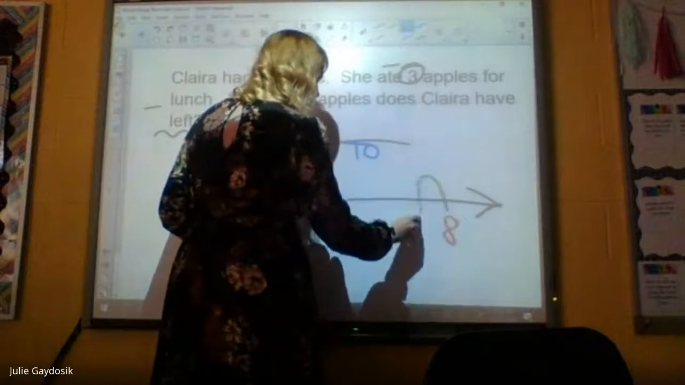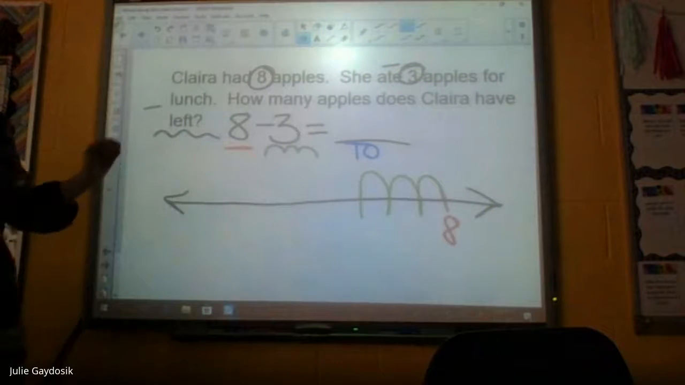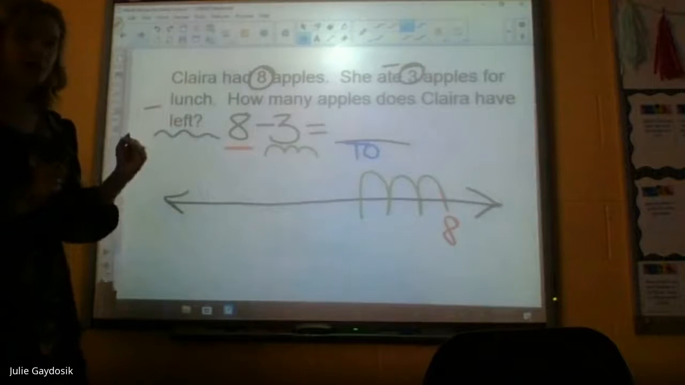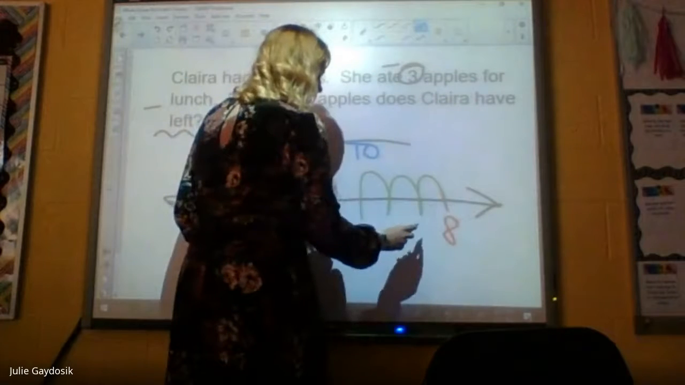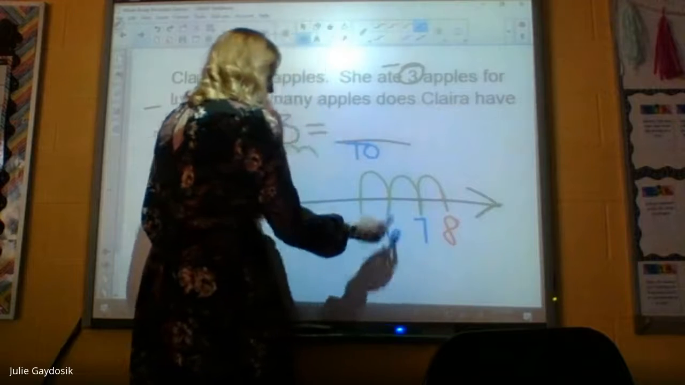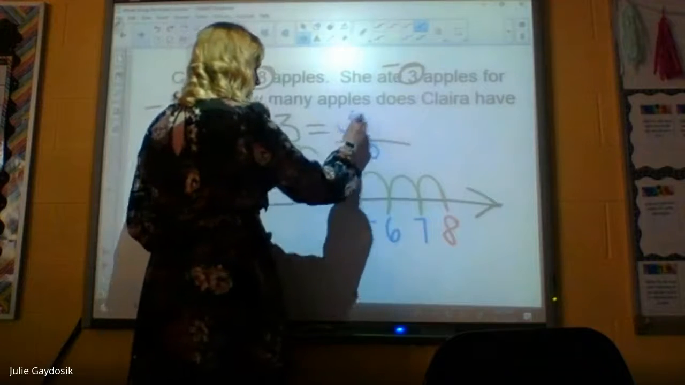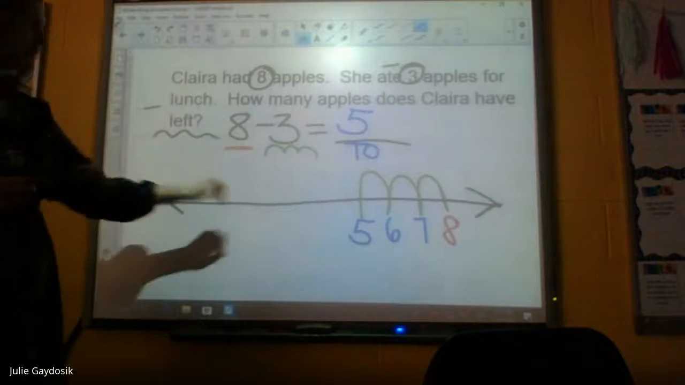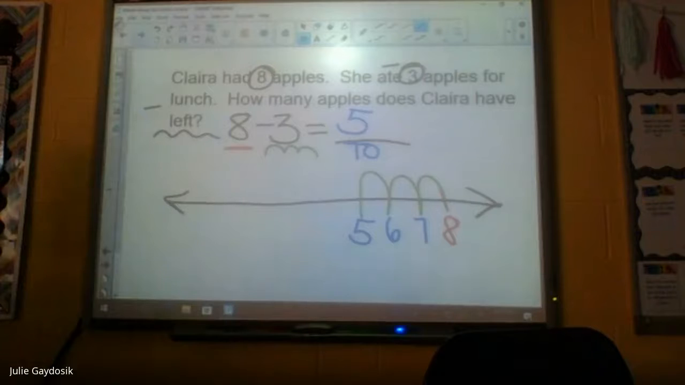So 1, 2, 3. If you can count it and know that that is 3 hops, you don't need to write the numbers in it. But if you're messing up your hops, write the numbers in it. All right, let's count backwards. 1 less than 8 is 7. 1 less than 7 is 6. And 1 less than 6 is 5. So Clara has 5 apples left. She had 8, ate 3, and she has 5 left by doing our open number line.